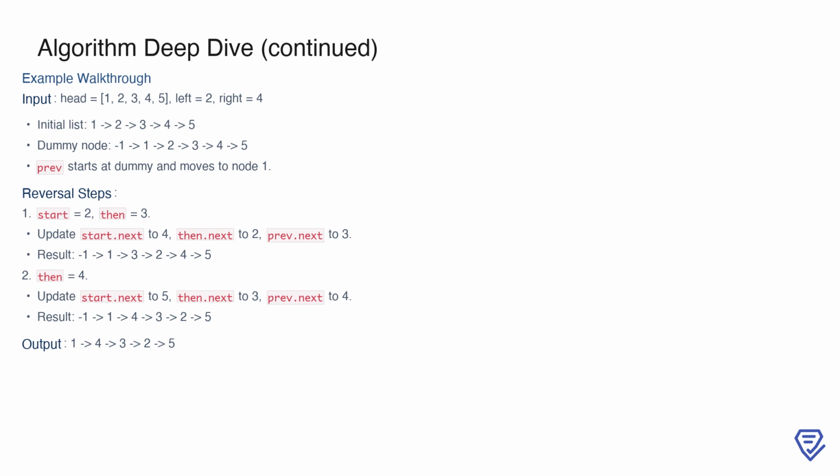This time, start.next is updated to point to node 5, then.next to point to node 3, and prev.next to point to node 4. The final list becomes -1-1-4-3-2-5. Removing the dummy node, the output is 1-4-3-2-5, which is the reversed sublist integrated back into the original list.